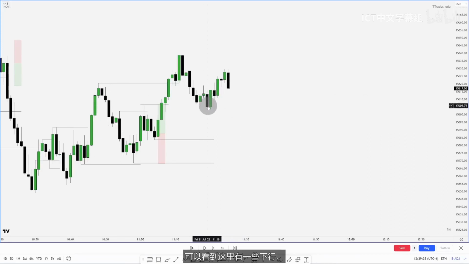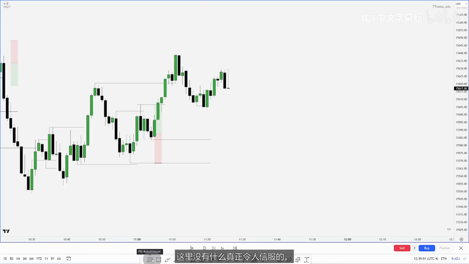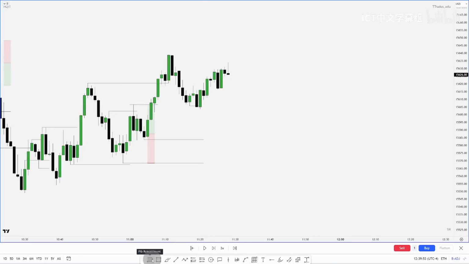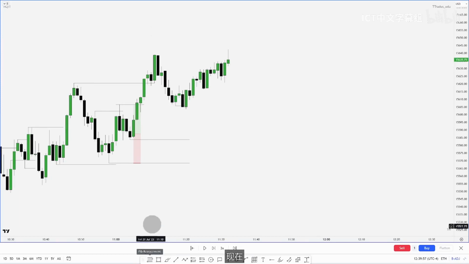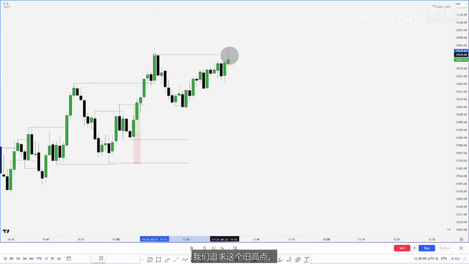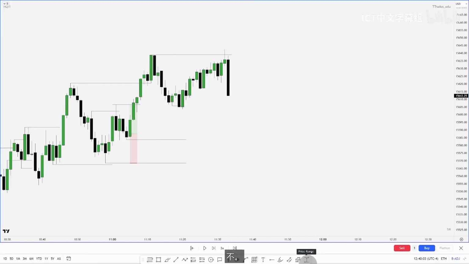You can see there is some down close right here, below this low. Closes down, closes back in, we reach higher. Nothing really super convincing here. Okay. Now we reach for this old high. Do we displace out? No. There we get displacement down.